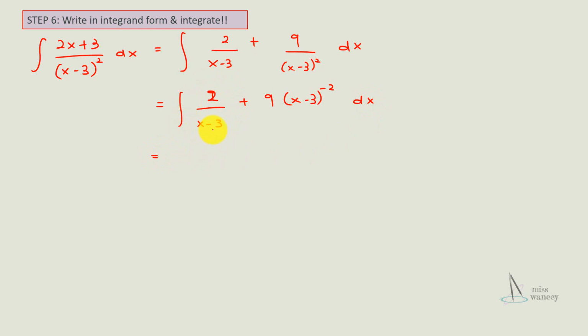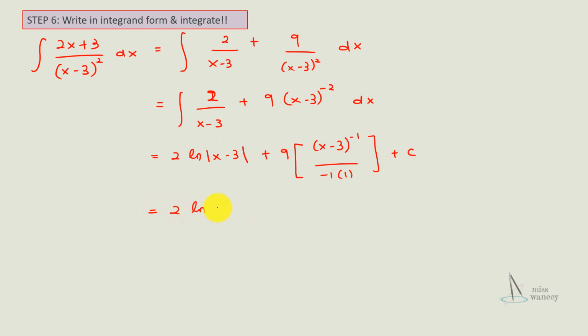Integrating 2 over (x - 3): this is 2 ln of (x - 3), plus 9 times the integral of (x - 3) to the power of negative 2. So (x - 3) to the negative 1 over negative 1. The coefficient of x is simply 1. Then plus c.